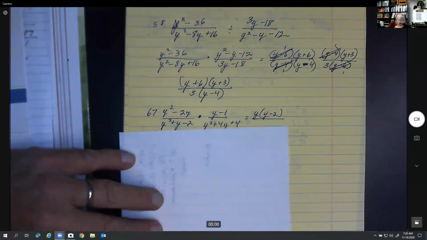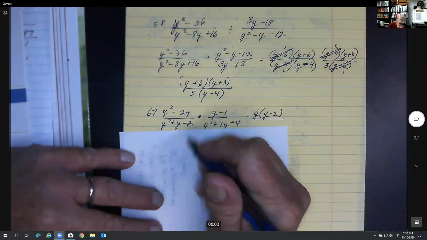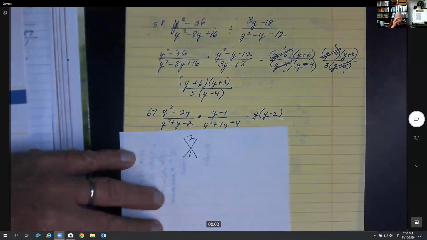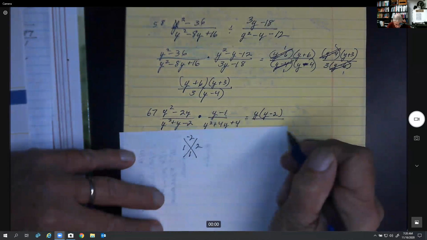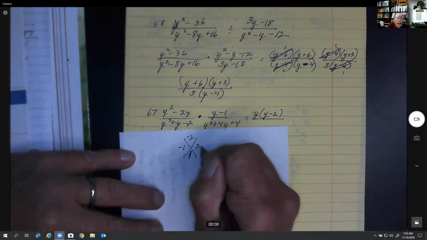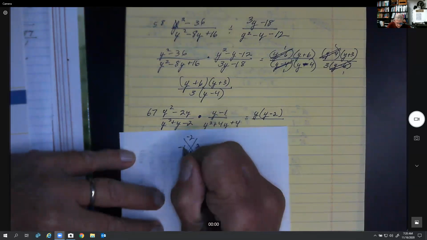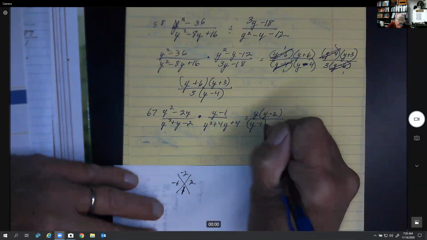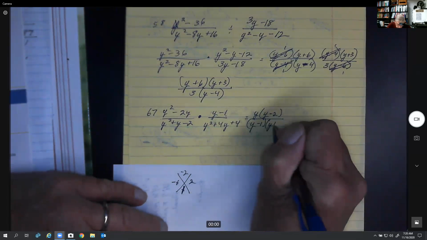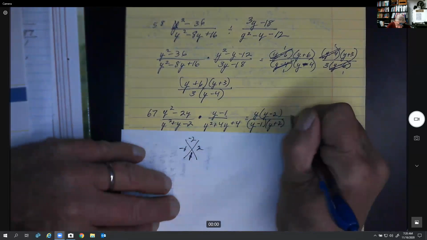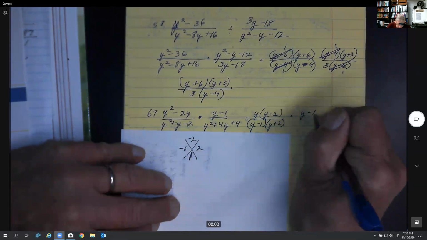I need a negative 2 when I multiply, and I need a positive 1. So to get a negative 2, I have to multiply 1 times 2. To end up with a positive 1, I need a 2 minus 1. That should work. So this is going to be y minus 1 and y plus 2. If I worked right, those would have been canceling, but apparently not. Now, this bottom won't factor, this top won't factor.